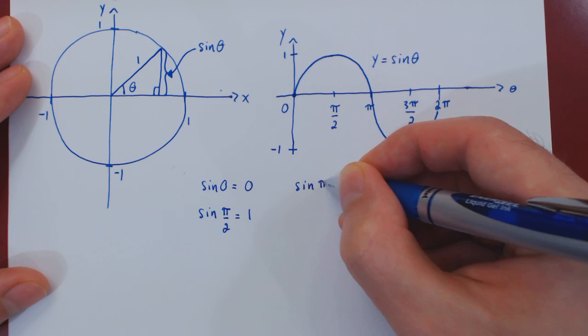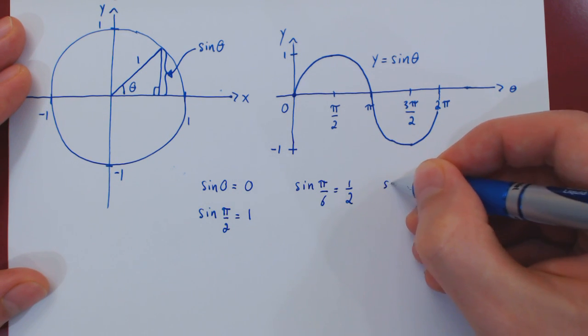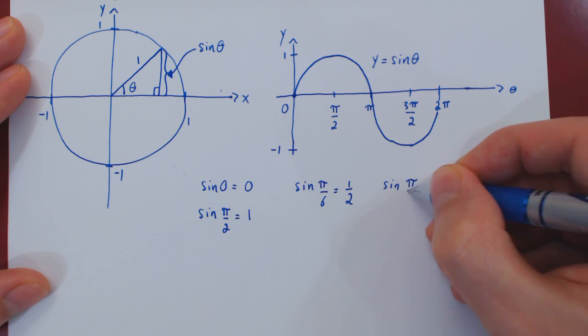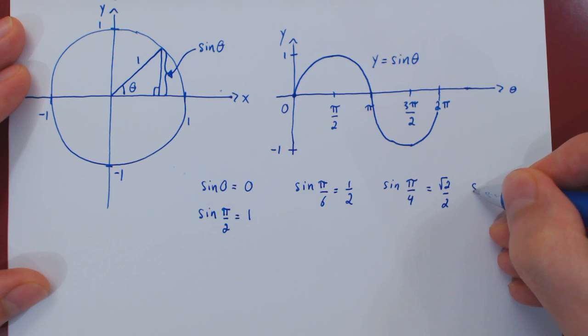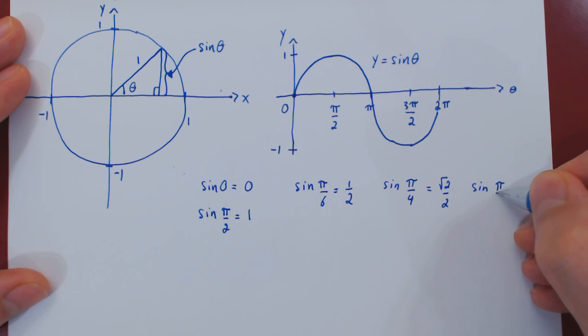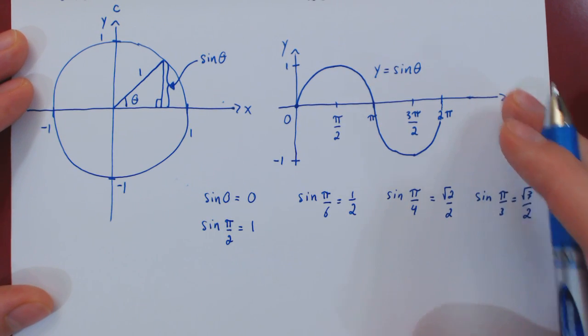So sine of pi over 6 is equal to 1/2. The sine of pi over 4 is equal to root 2 over 2. And the sine of pi over 3 equals root 3 over 2. And that's it.